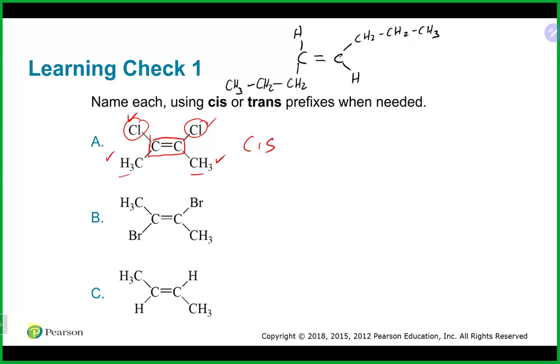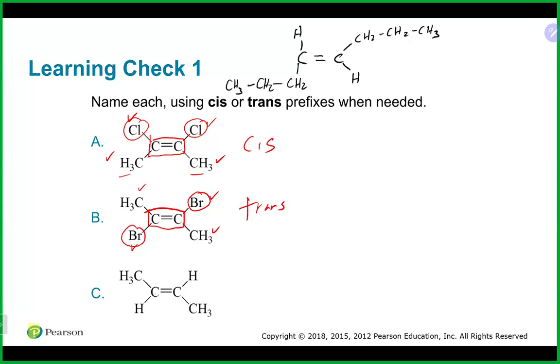Coming down here, once again, isolating our double bond. We're going to look at this group and this group. They are different. On the other double bonded carbon, that group and that group are different, which is good. And again, we're going to look for groups that are the same on opposite carbons. So I could look at the bromine, for example, and they are on opposite sides of the double bond. So this would be a trans in this case.